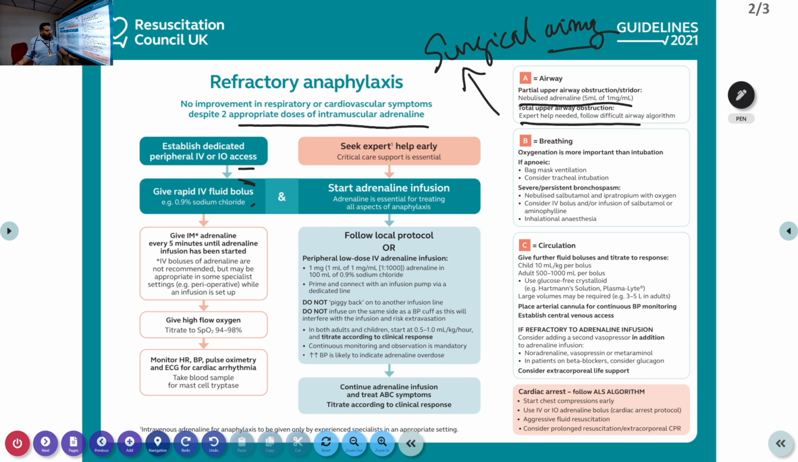And if the patient is going for cardiac arrest, whatever we have discussed before, continue CPR, high quality CPR, give adrenaline every 3 to 5 minutes. So that is the additional thing that you need to remember.